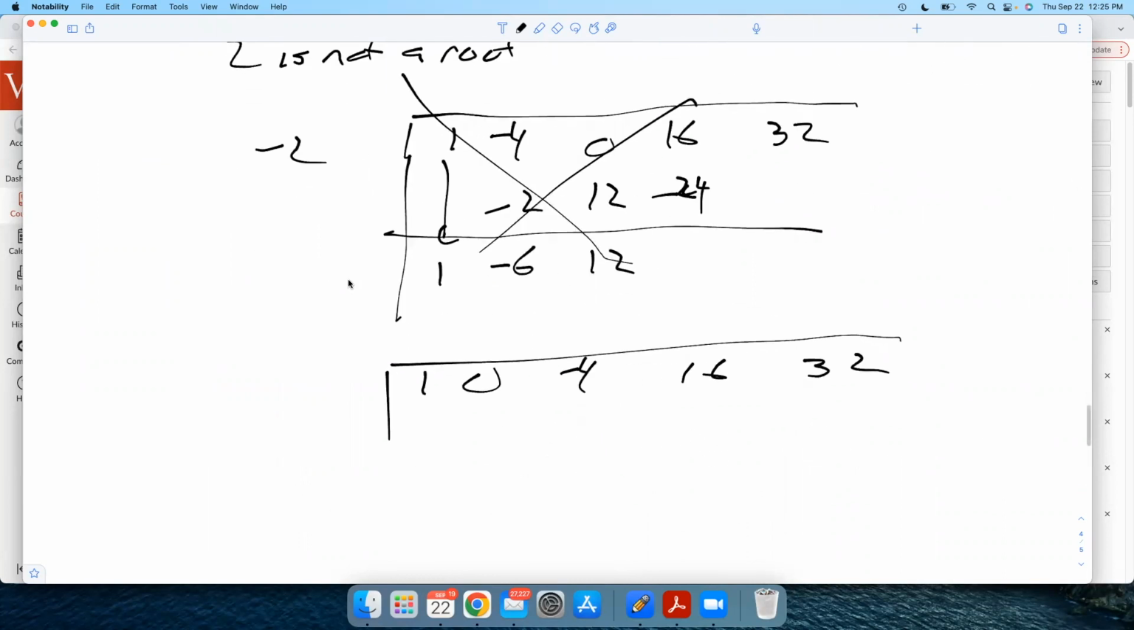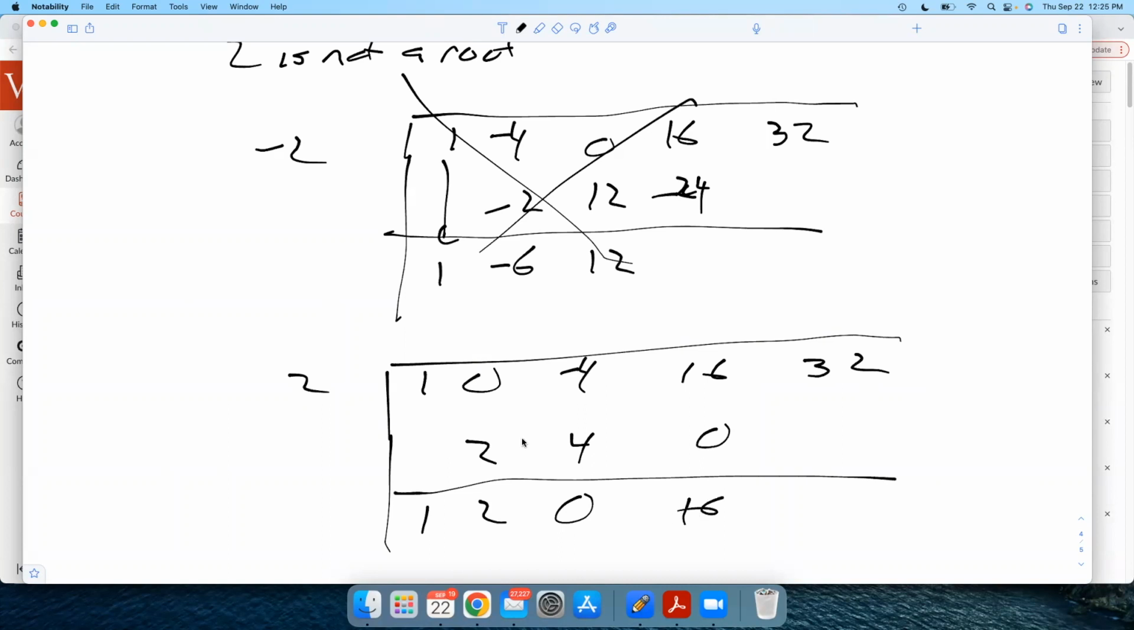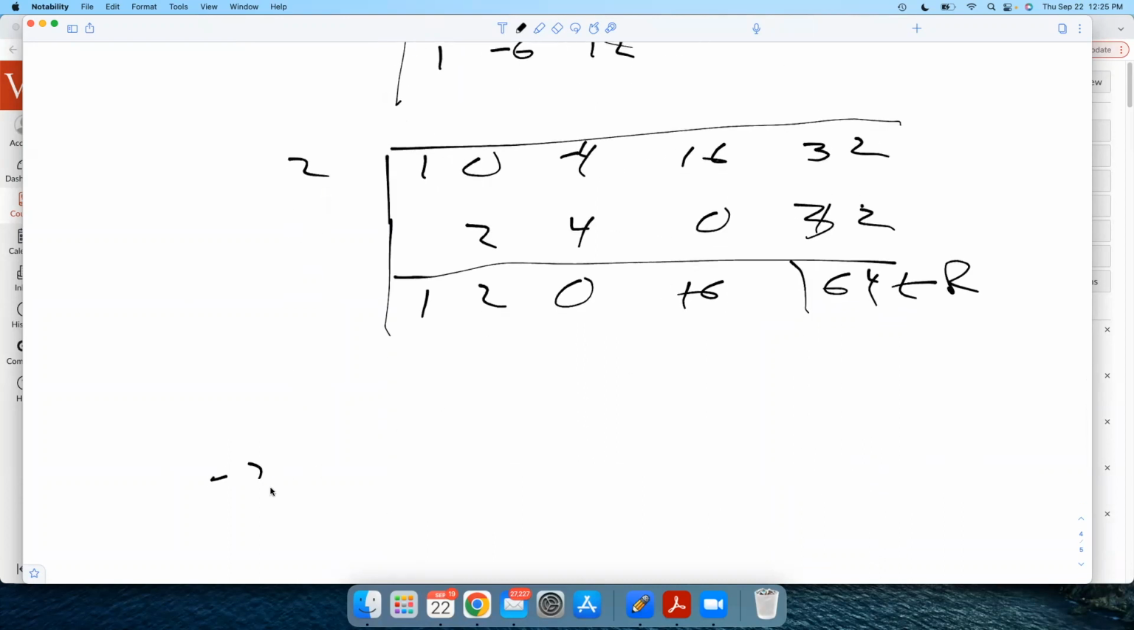And here we'll check 2 again, just to be sure. Bring down the first one, multiply, add straight down, multiply, add down, multiply, add, multiply, add. That's my remainder. It's not 0, 2 is not a root. We check negative 2.